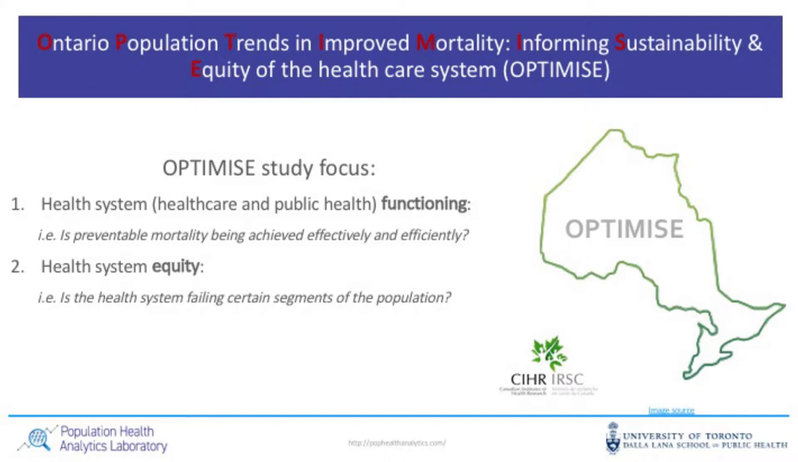And you can see by the title, Ontario Population Trends in Improved Mortality, Informing Sustainability and Equity of the Healthcare System. So the grant is really centered on mortality trends, and I'll talk about why we're focusing on mortality. The two areas that we're really trying to inform with this grant are, first, health system functioning. And when we say health system, we mean both healthcare and public health. And this is really around premature or preventable mortality, making sure that it is achieved efficiently and effectively in the population. I'll talk a little bit more about what that means.